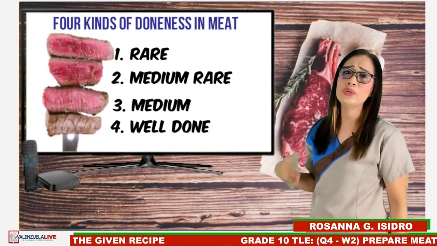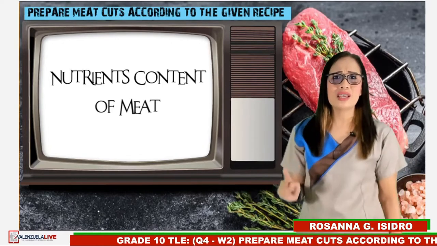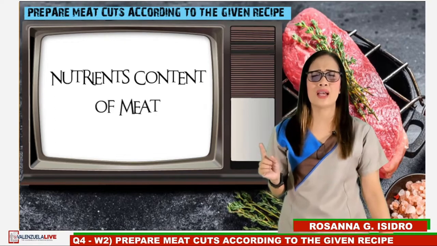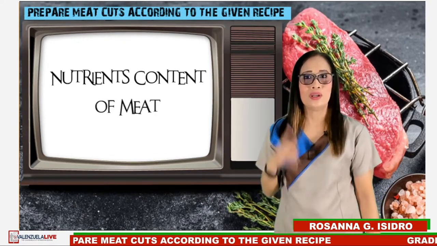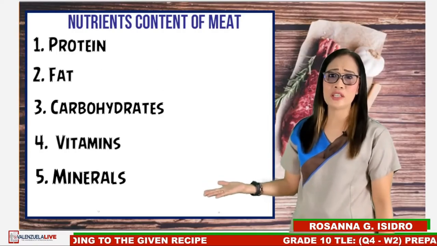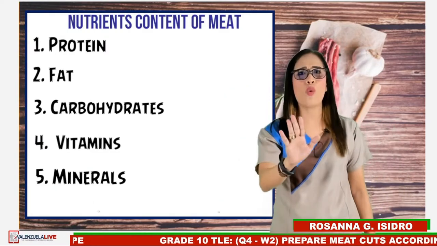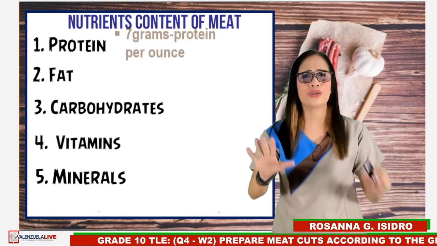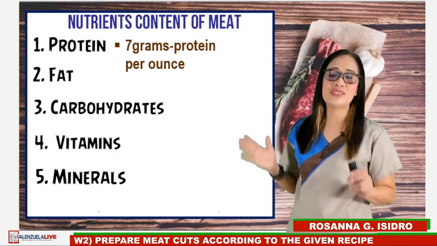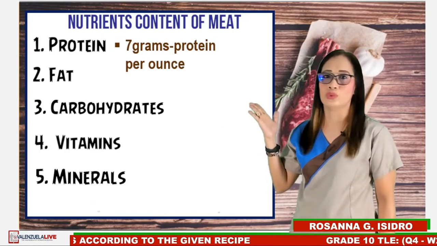Next, we'll have the nutrient content of meat. Meat consists of water, protein, and fat, with a few minerals and some vitamin B. Those are protein, fat, carbohydrates, vitamins, and minerals. When we say protein, high quality protein is the major constituent of meat after water, accounting for about 20% of its weight. Meat contains 7 grams of protein per ounce.